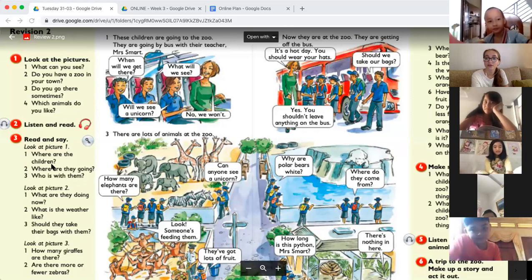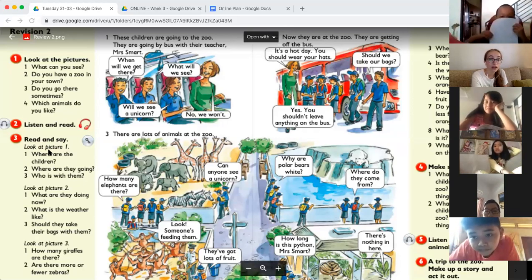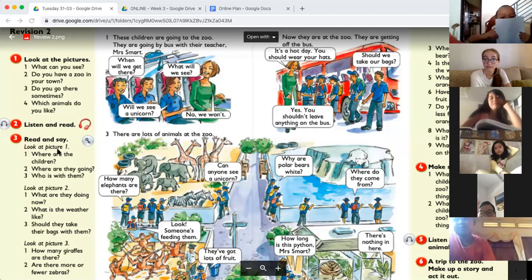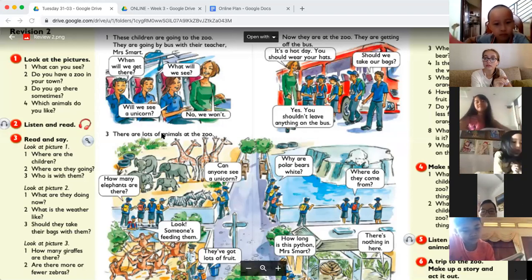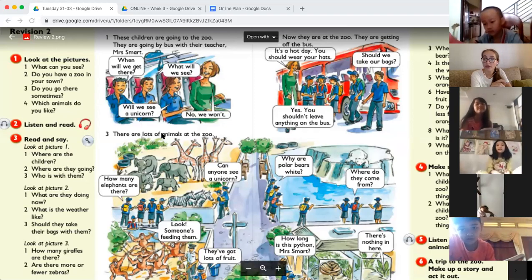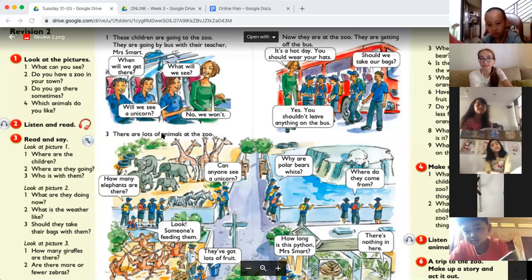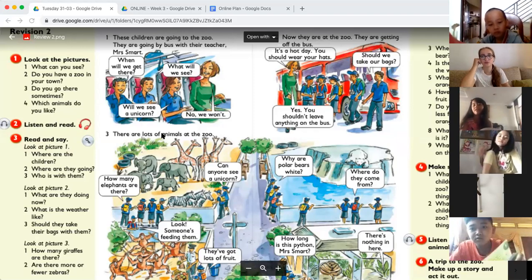Okay. So now it says you have to look only at picture 1. So just look at this first picture. Where are they? Where are the children? Yeah. In the bus? Yes, they're in the bus. Where are they going? They're going to the zoo. Yes, very good. So what you're doing is very good. You make a sentence. If I ask you, where are they going? And you just say, zoo. Not good. You have to make a sentence. They are going to the zoo. Yeah, very good that you already do that.